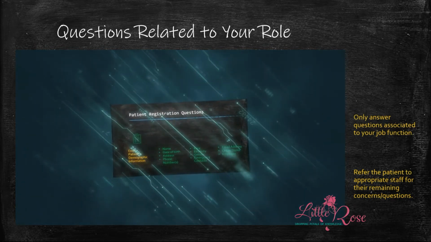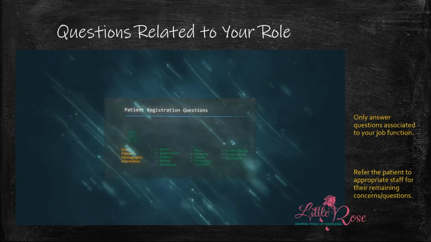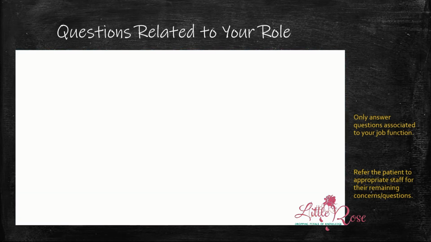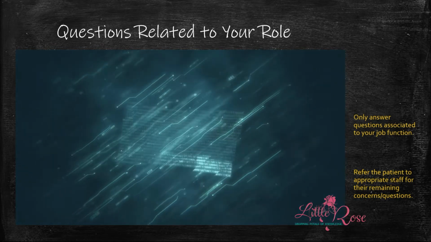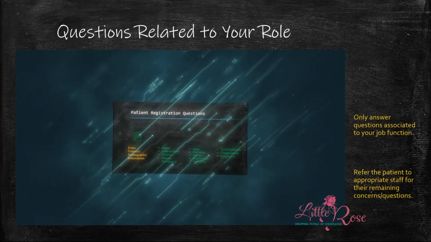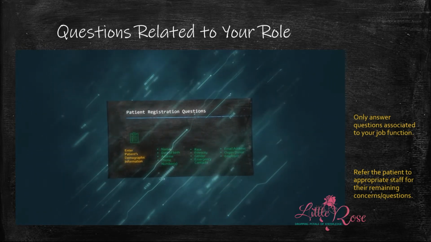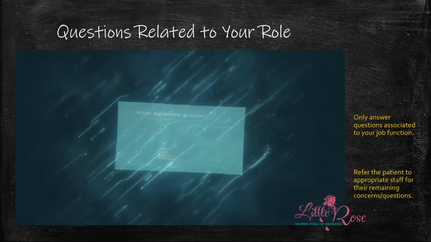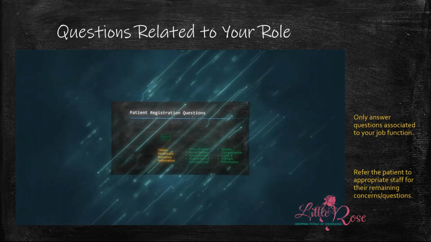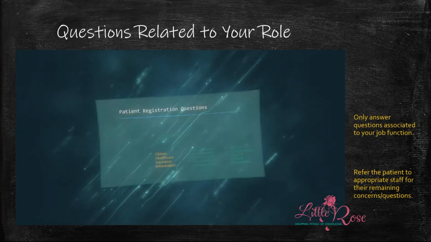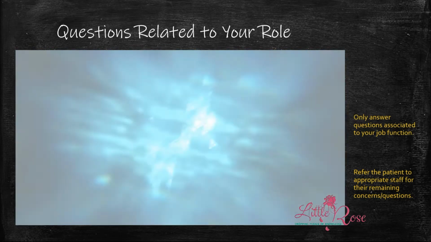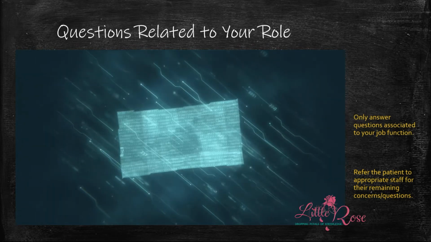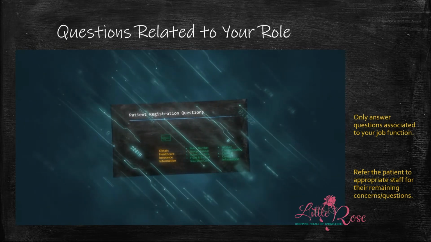Their gender. How do they want to be identified? The patient's emergency contact information. Their email address, whether they're an organ donor or not. And their employer information. Again, never assume the answers to any of these things. Always validate the information that you're about to put in or the information that's already on the screen.